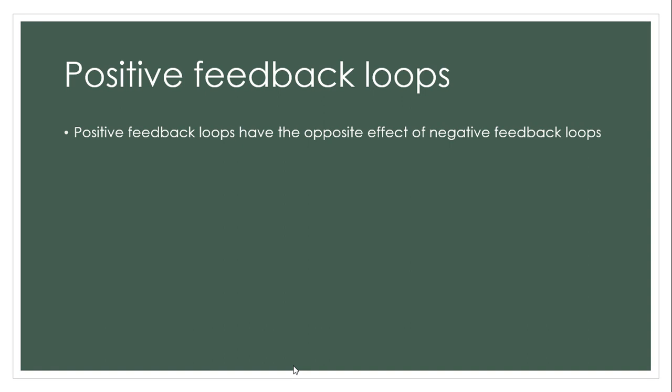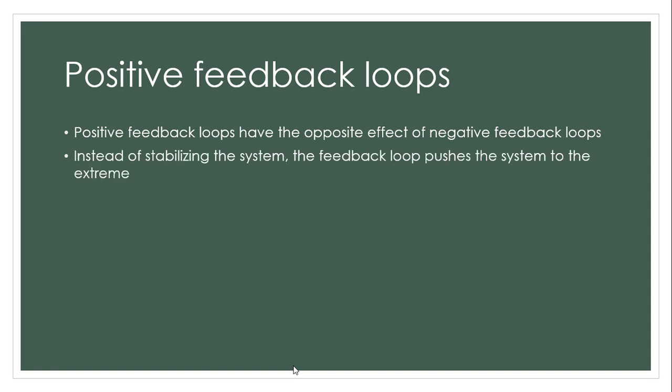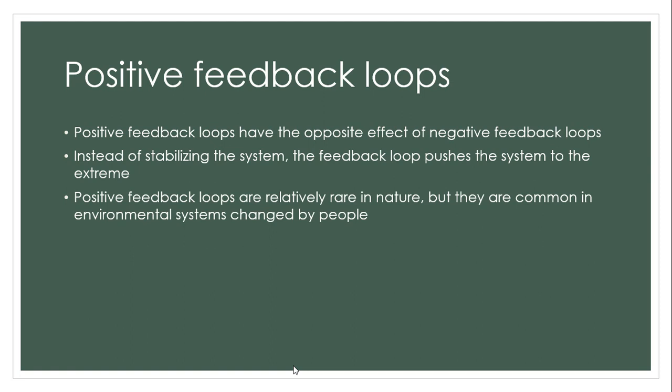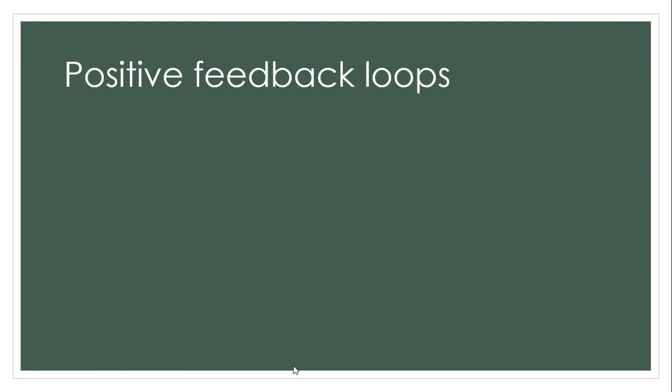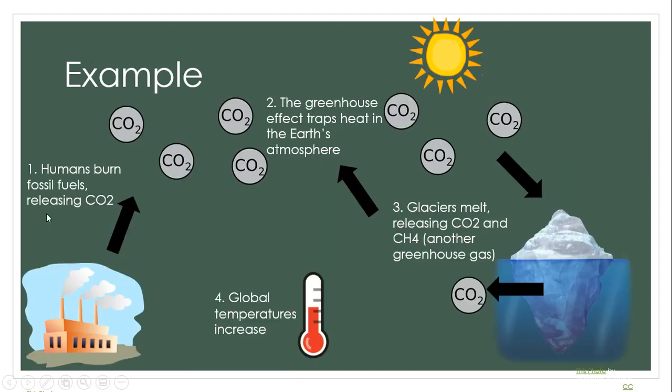Positive feedback loops have the opposite effect of negative feedback loops. Instead of stabilizing the system, the feedback loop pushes the system to the extreme. Positive feedback loops are relatively rare in nature, but they are common in environmental systems changed by people. So like in this example, humans were this first initial change, releasing excess carbon dioxide, kicking off this feedback loop.